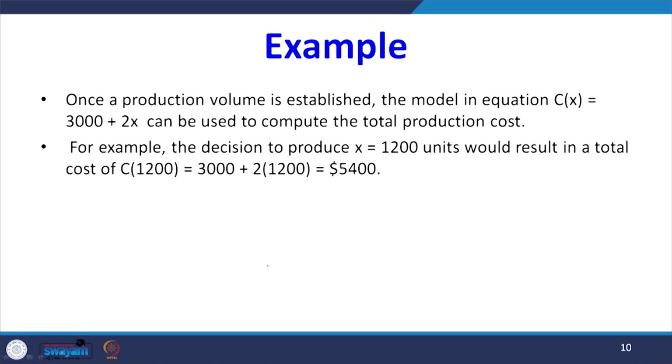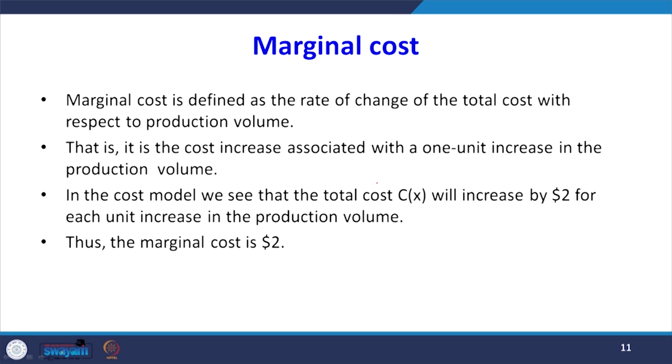Once a production volume is established, the model C of x equal to 3000 plus 2x can be used to compute the total production cost. For example, the decision to produce x equal to 1200 units would result in a total cost of C of 1200 equal to 3000 plus 2 into 1200, it is $5,400.